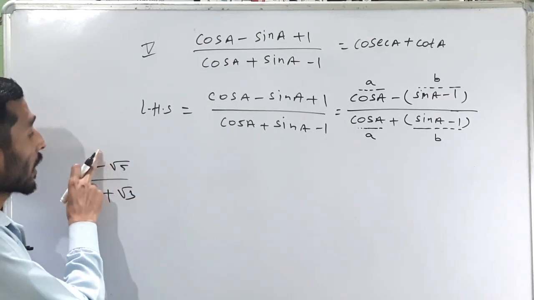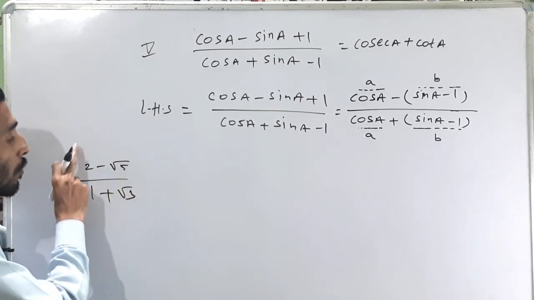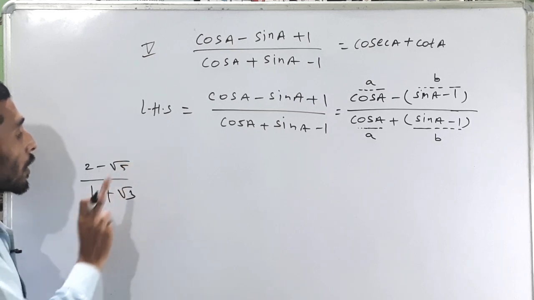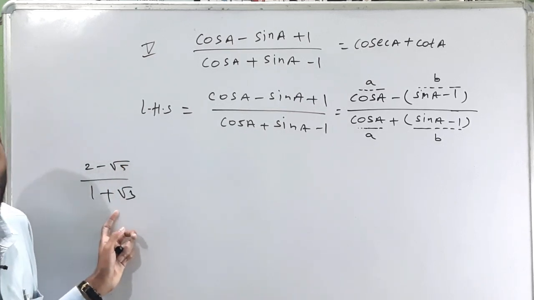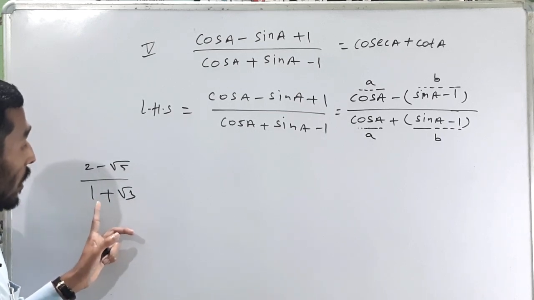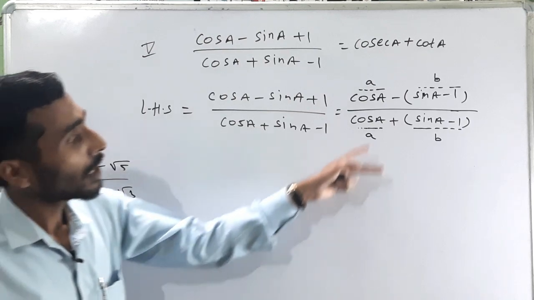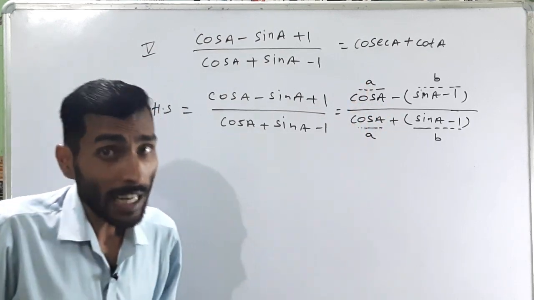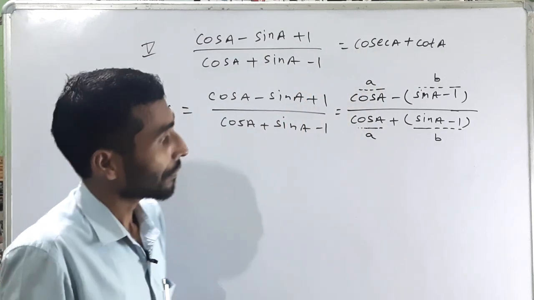If the numerator is to be rationalized, then we'll multiply both numerator and denominator by 2 plus root 5. If the question says rationalize the denominator, then we'll multiply both numerator and denominator by 1 minus root 3. But there is no such situation here. We have to decide what to do to get the RHS, right?